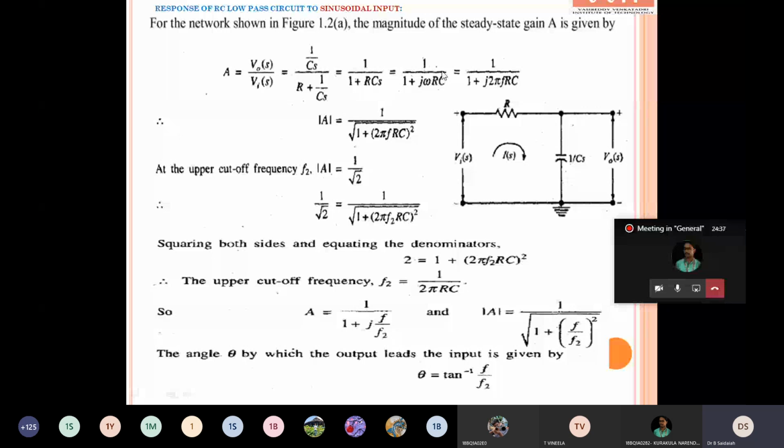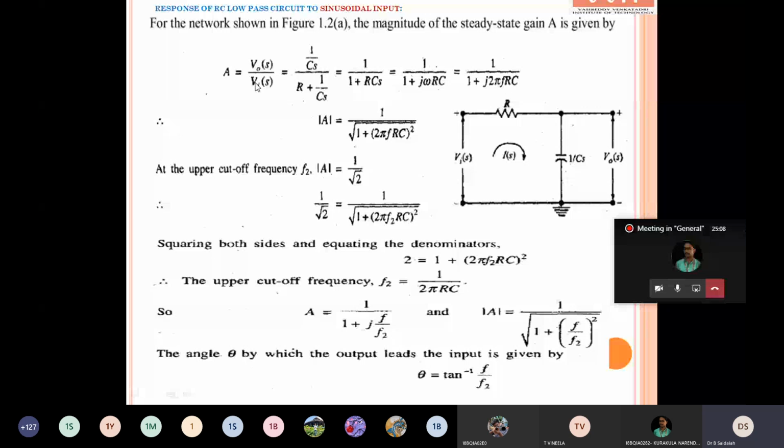Replace S with j omega, and omega is replaced by 2 pi f. Now this voltage gain equation is in terms of frequency f, the natural frequency, and the resistor and capacitor combination. That means whatever circuit components you are using, resistor and capacitor, these two values and the frequency determine it. Voltage gain is related to frequency and the resistor and capacitor components.